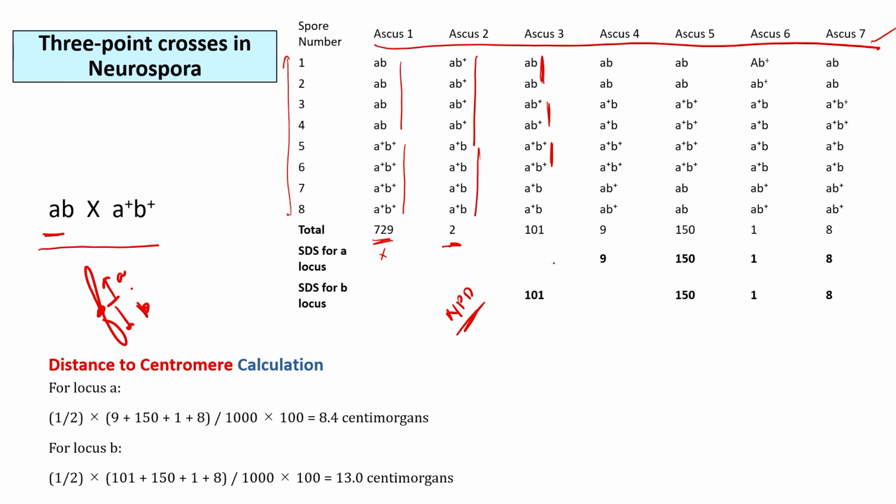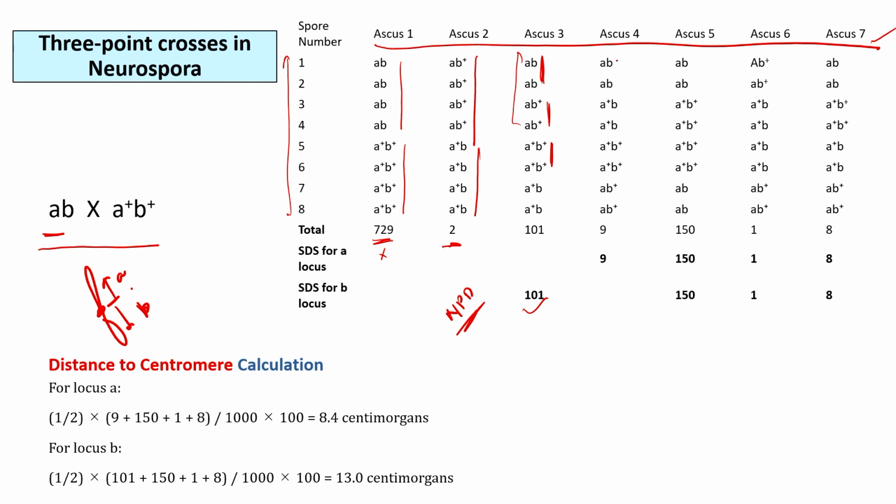and what you also see is that here, if I ask you whether the position of A has changed or not, you will see all A's are together. So this particular ascus is changing the position for B. You see BB, but here is B plus. So one of the chromatids has changed the position for B. So it is the SDS for B, right. So 101, this number is 101 for B.